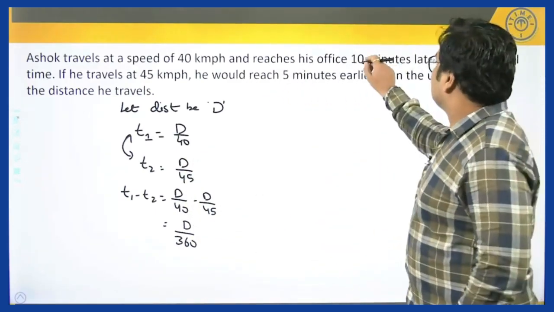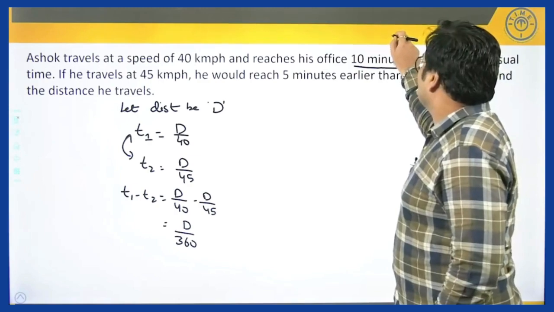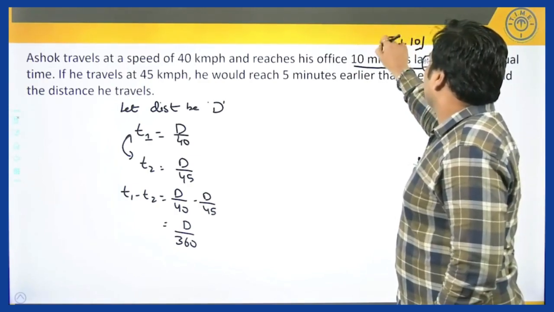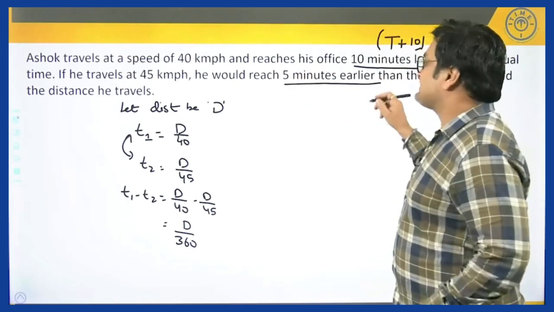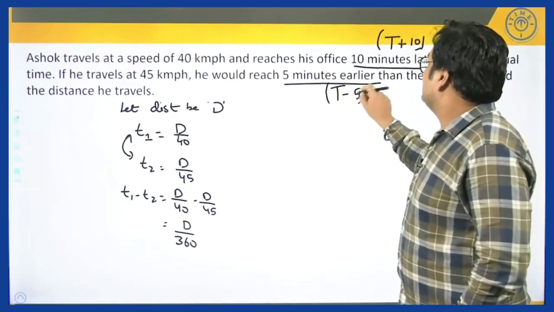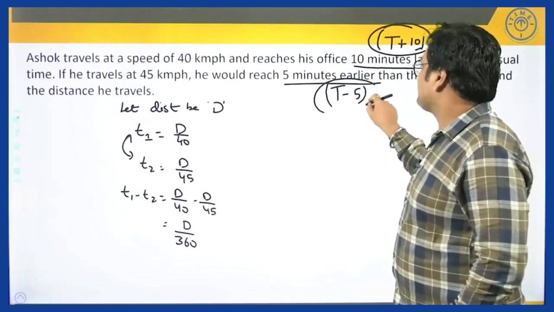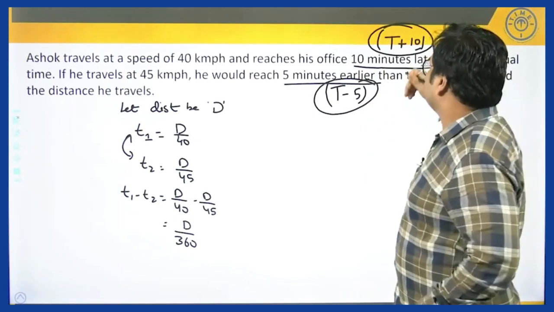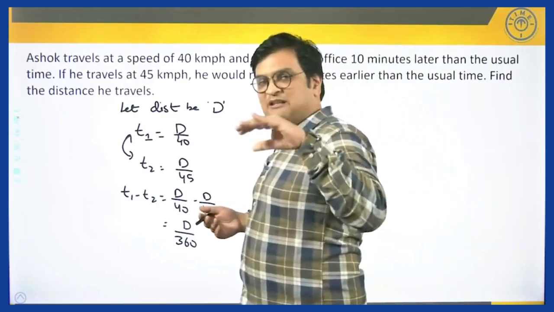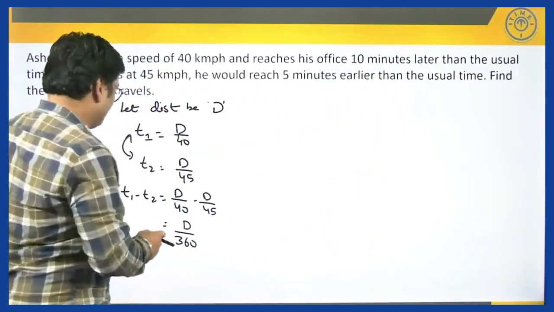Please note, in this case, he is coming 10 minutes later. So, if his usual time is t, he will take t plus 10 minutes. In the second case, he is reaching 5 minutes earlier. That means, if his usual time is t, he will reach t minus 5. So, what is the time difference between these two? Subtract them. When you subtract them, you can notice that the gap is 15 minutes. T plus 10 minus t minus 5 gives 15 minutes.